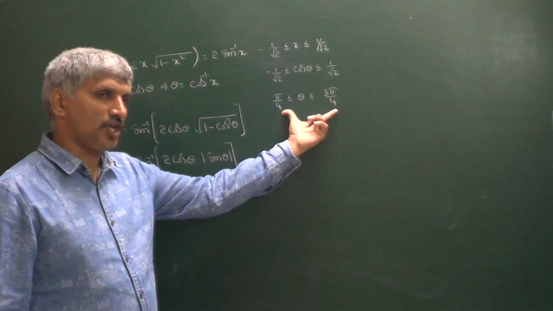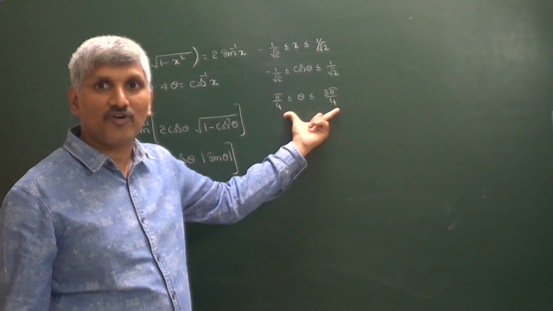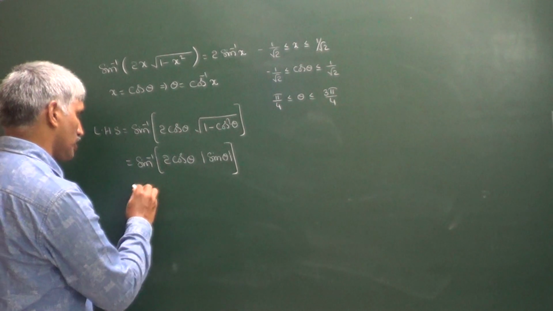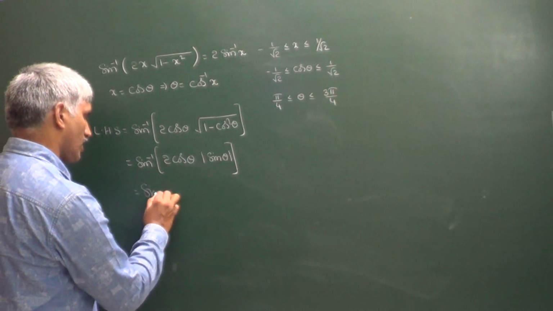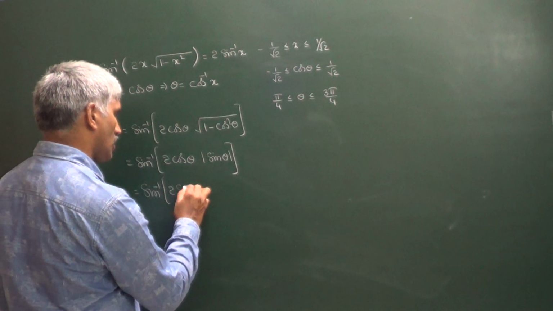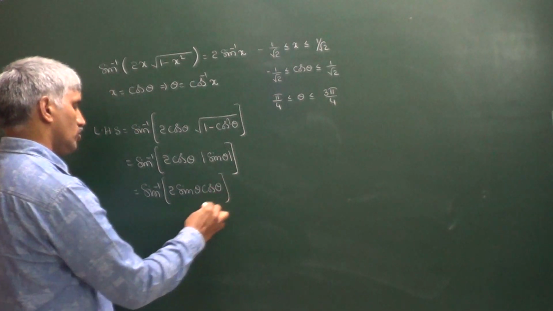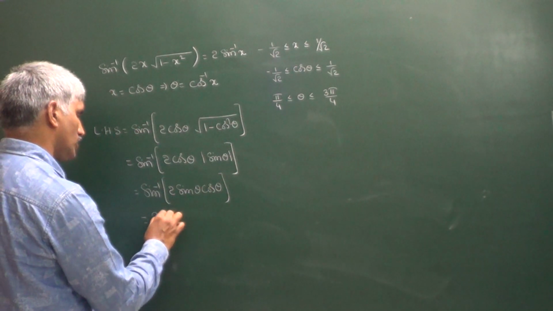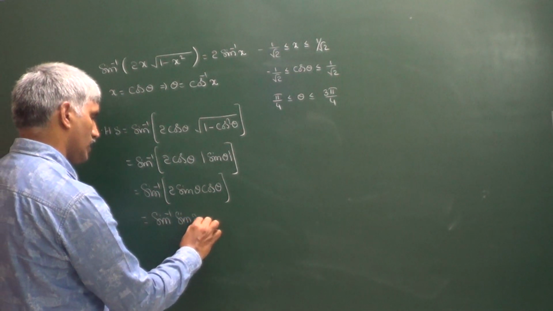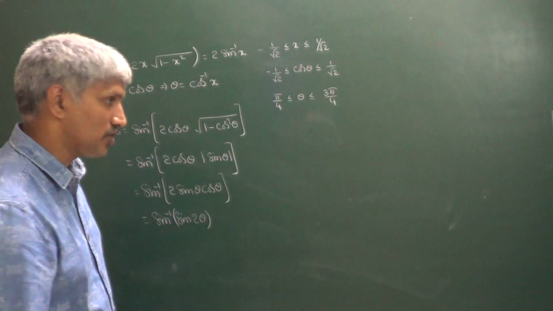Now you can check. Pi by 4 to 3 pi by 4 means first quadrant and second quadrant. In first quadrant and second quadrant sine is positive only. That's why no need to write the modulus. We can write sine inverse of 2 sine theta cos theta. Now 2 sine theta cos theta is equals to sine 2 theta, so sine inverse of sine 2 theta. Well and good. We got the same sine inverse of sine 2 theta.